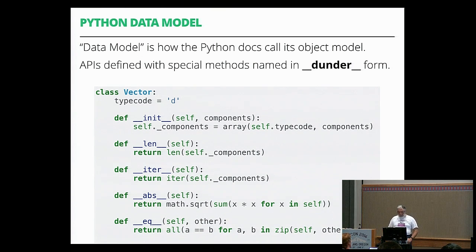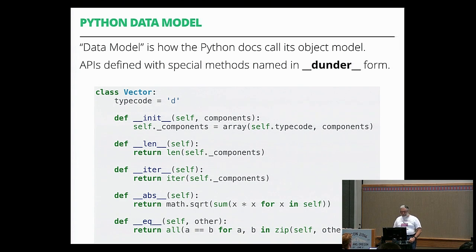The APIs in the Python data model use special methods and attributes named with this double underscore syntax, which some people in the community call the dunder syntax, for double underscore. So when I say dunder len, this is what I mean, instead of saying underscore, underscore, len, underscore, underscore. So the dunder word is a useful shorthand.